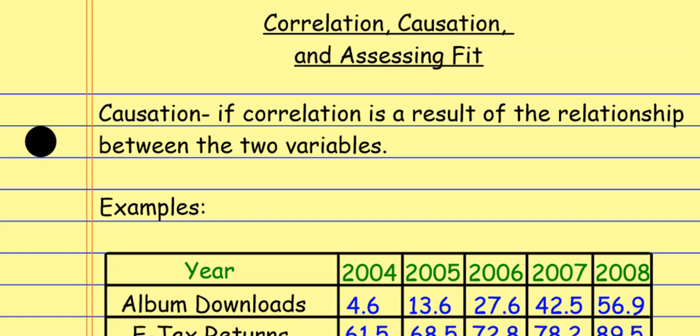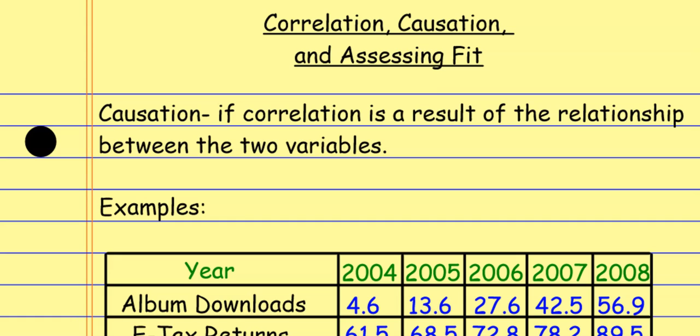Hi there, folks. Today we're looking at correlation, causation, and assessing fit. Essentially, we're going to investigate these lines of best fit that we've been talking about. We're going to look at them from the perspective of, now that we've talked about correlation, is there a relationship that goes beyond correlation? Is there a cause and effect type of relationship? And then we're also going to look at those lines of best fit and determine how accurate they are.